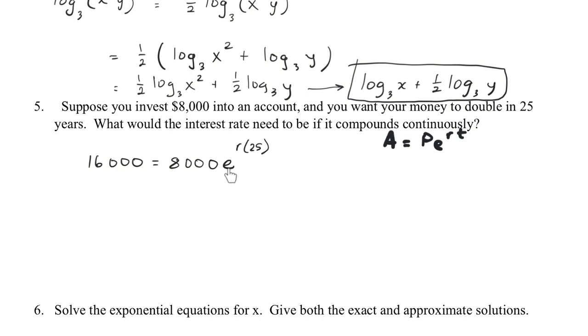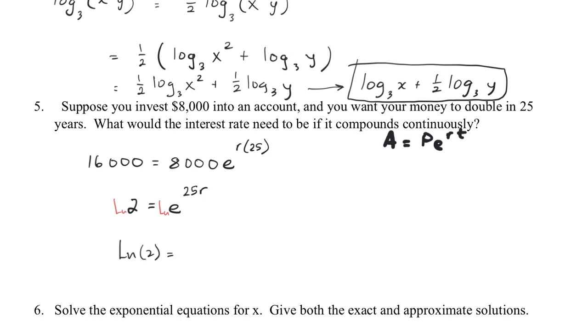So we need to get base E by itself because this is what we need to solve for R, and we can't solve for R if it's an exponent, so we need to cancel the base. We can't cancel the base until the coefficient is gone, so divide by 8,000, we're going to get 2 equals E to the 25 times R. Now we can cancel the base E using natural log on both sides.